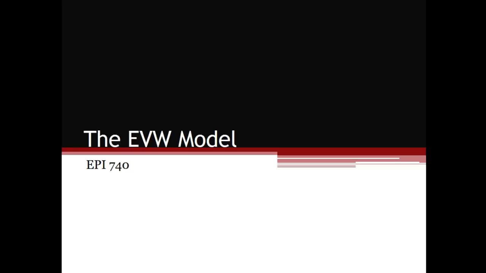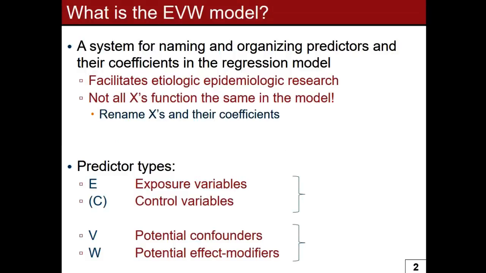So the EVW model, this is something a little different. We're going to spend the next few weeks using a different nomenclature for our logistic regression models. This is gone over a lot in the book, because this is a Dr. K innovation, this way of thinking about modeling. The EVW model is a system for naming and organizing predictors and their coefficients in the model.